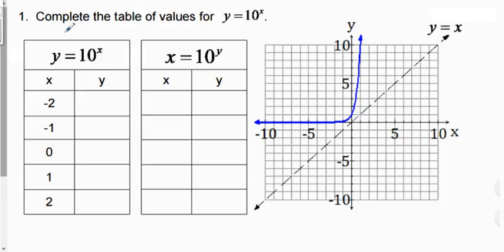In this video, we'll be comparing the graph of y equals 10 to the x to the graph of x equals 10 to the y. So our first table of values here will represent an exponential function with base 10, and the values in this table will represent a logarithmic function of base 10.